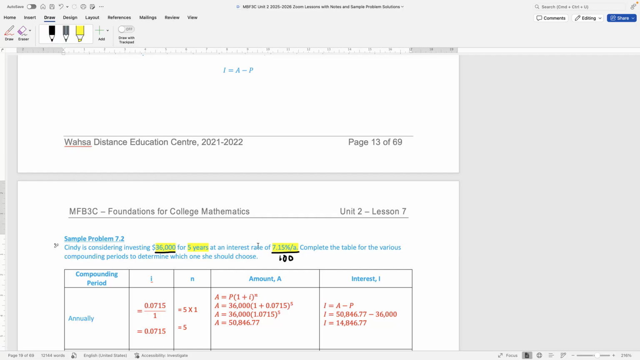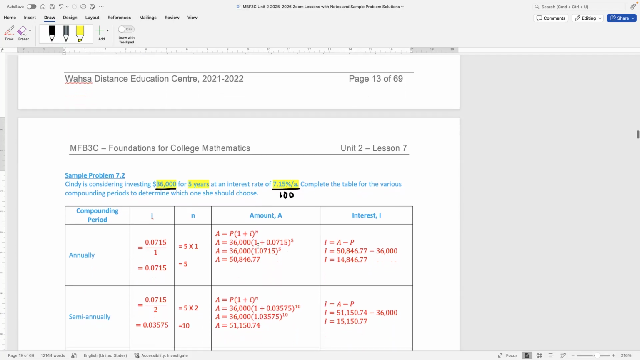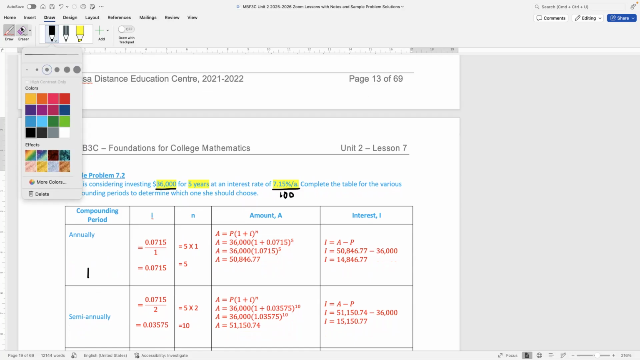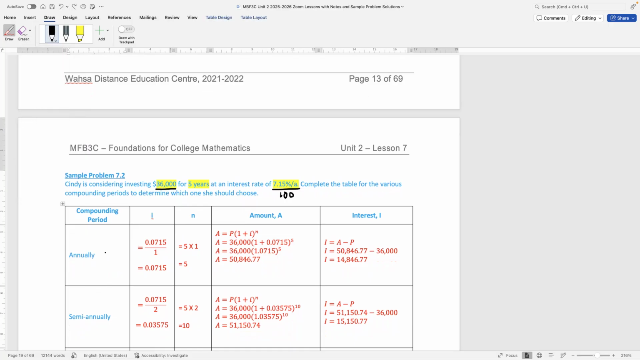So what happens if we compound it semi-annually? Annually is once, and semi-annually means twice. So I'll just put it here for now, twice per year.